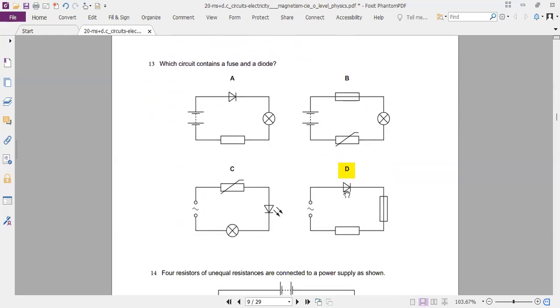Fuse and diode are connected here. The only one with the fuse and diode.